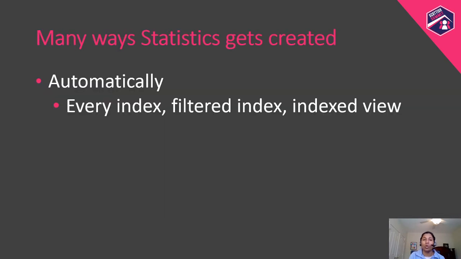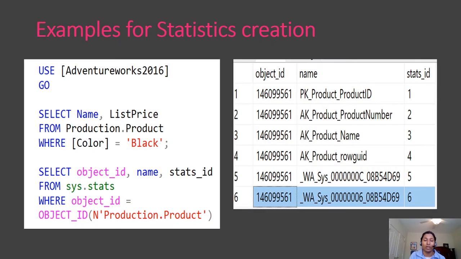And stats can also automatically get created on single columns. It can get created when we are searching on a column or when we are joining on a column. Let's see an example. Here I run this particular query searching on the column color. When I first execute that query and search the sys.stats view, I clearly see that a system generated stat got created on the color column.